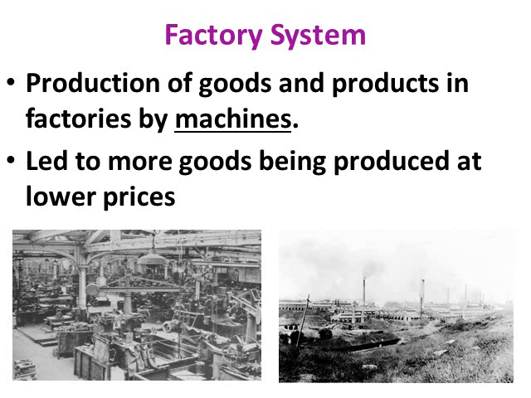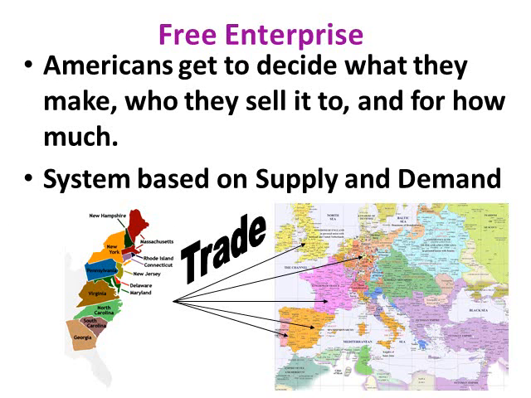Now, one of the big things that changed America was the use of factories. Factories is when you make products by using machines. Okay, so the factory system means a production of goods or products in factories by machines. And what this meant when we start using machines to make products, it means that more products can be made at a faster rate, which means we can lower the price. Okay, so the factory system just means we can make more products for cheaper, which means we can sell it for cheaper. That's the factory system.